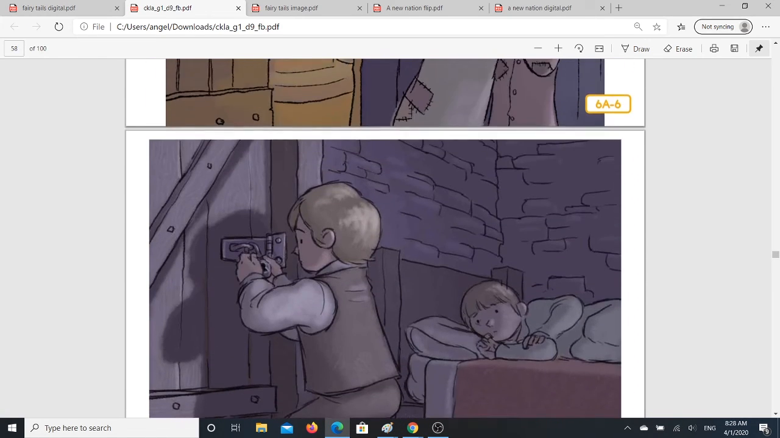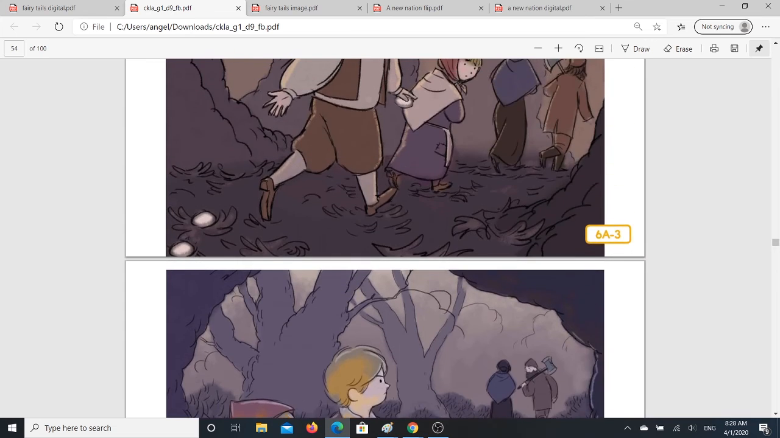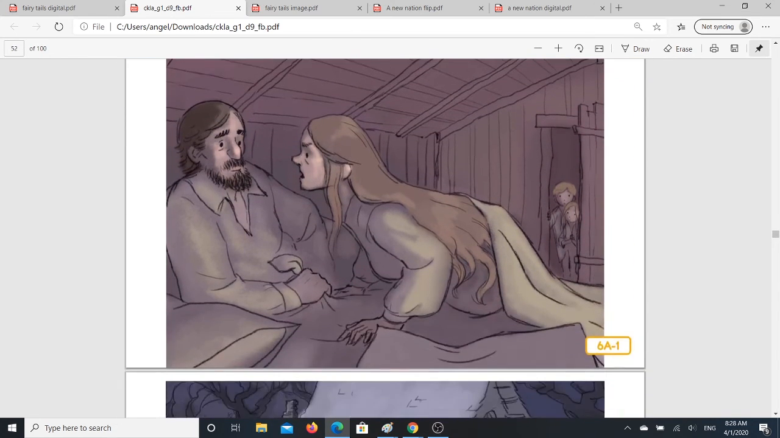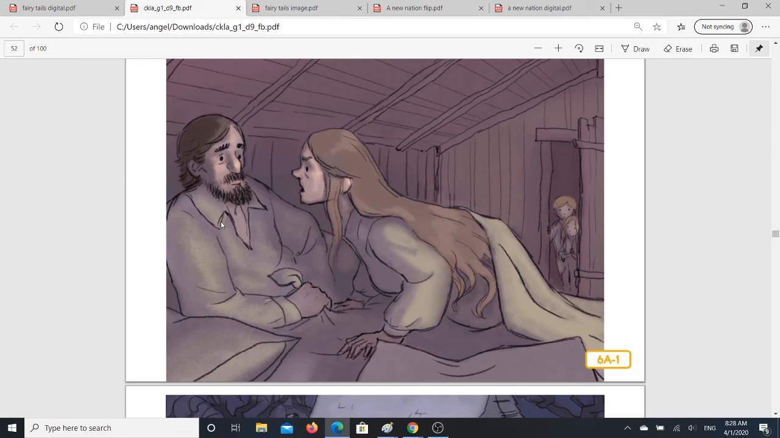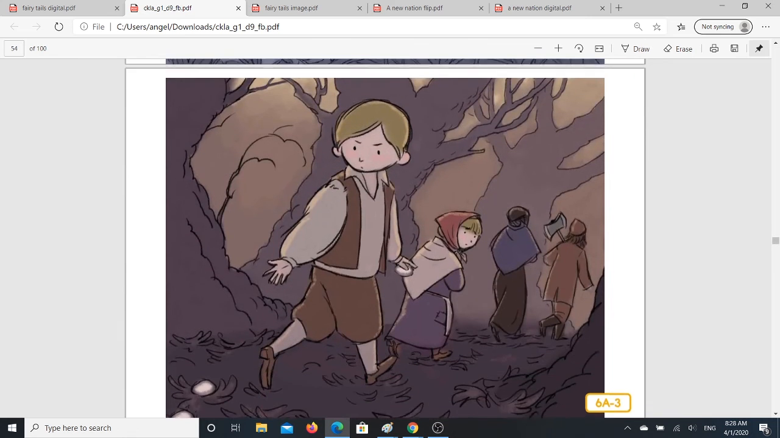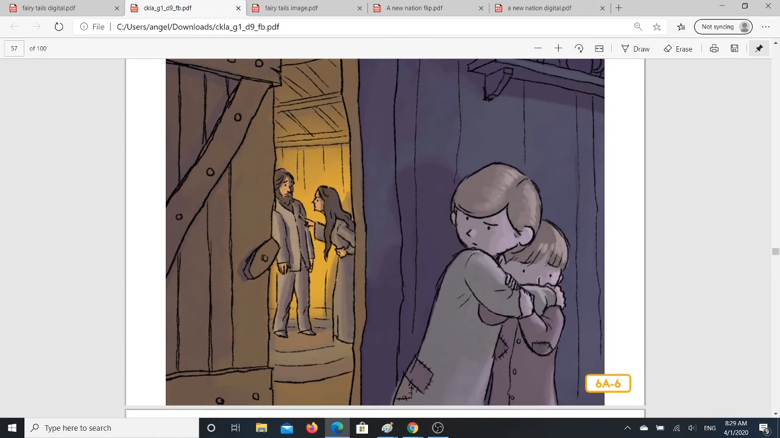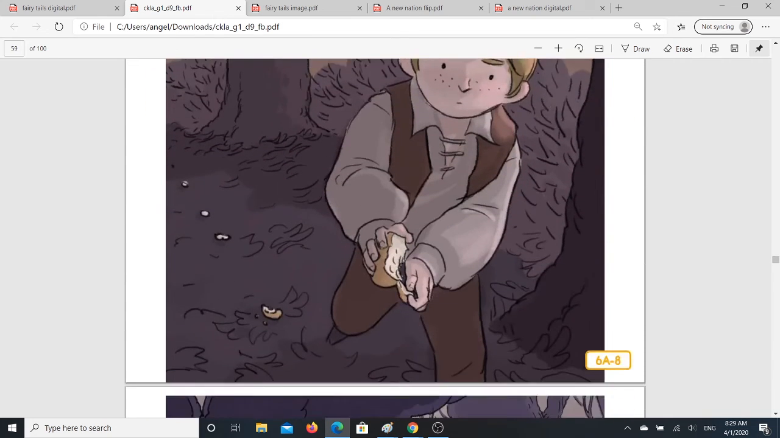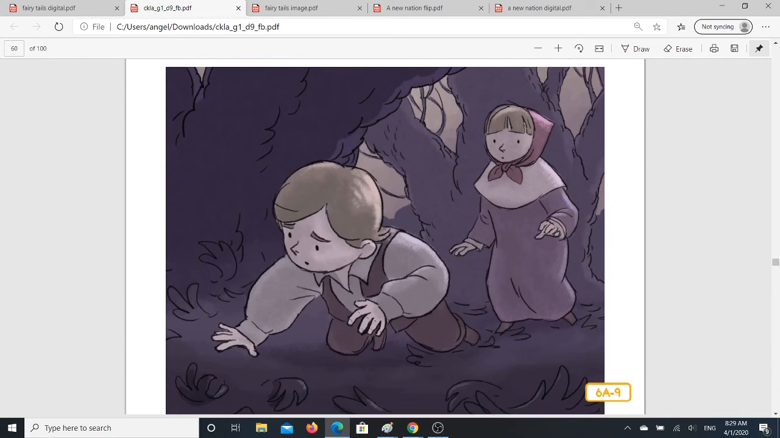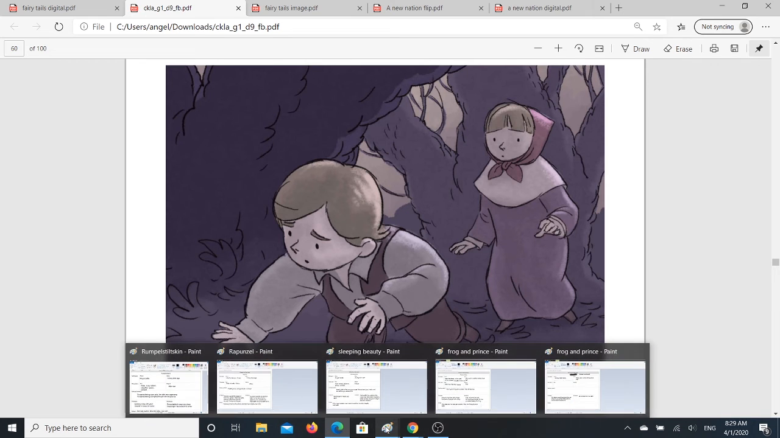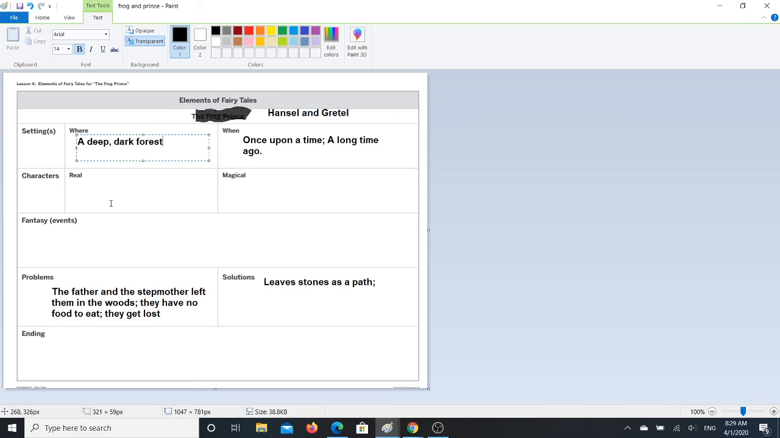Let's go back to the very first page that shows us our characters. Here they are. This is the woodcutter and the stepmother, or the wife. And then I think that's Hansel and Gretel back here. Did you see any other characters in this? The story is mostly about, there they are, again, the woodcutter and his wife, and Hansel and Gretel. I'm not seeing any other characters, so we're going to go ahead and type that in.